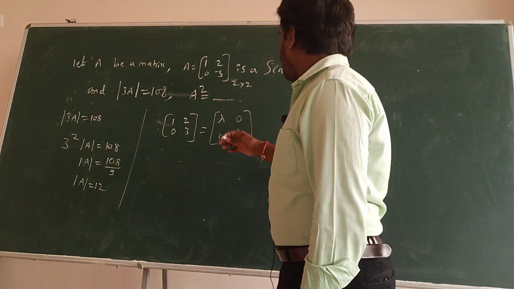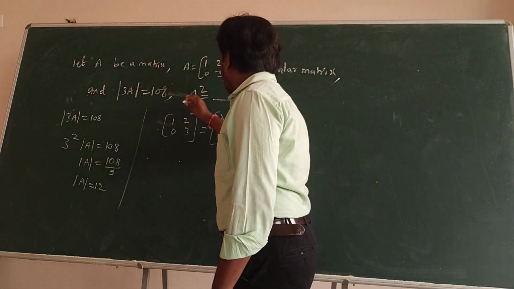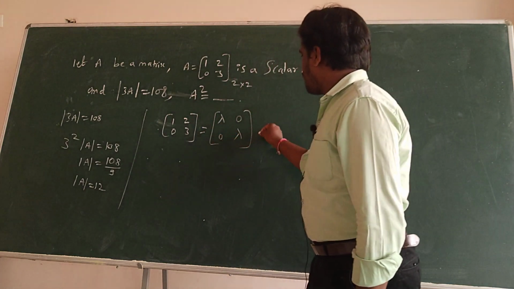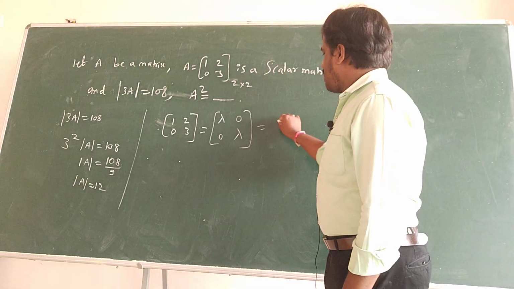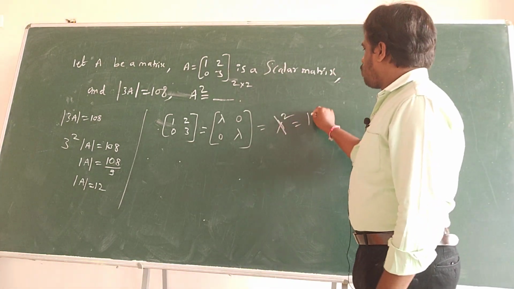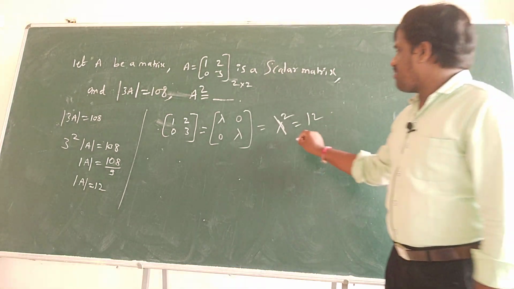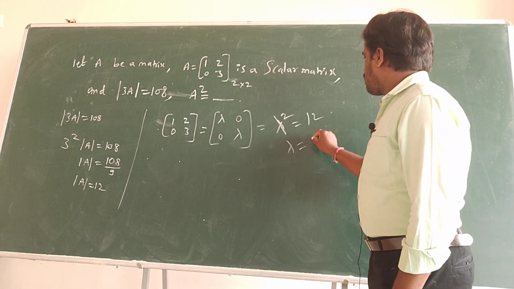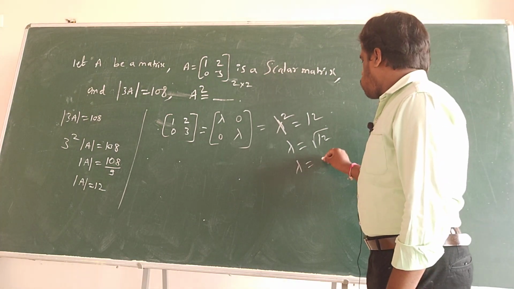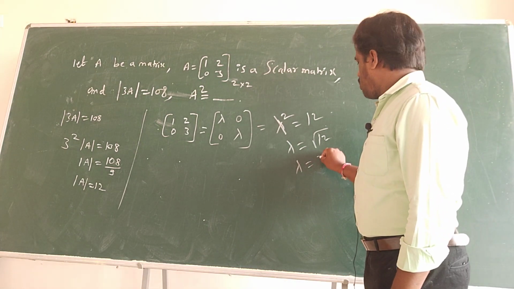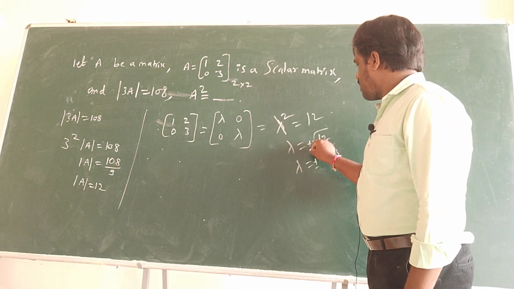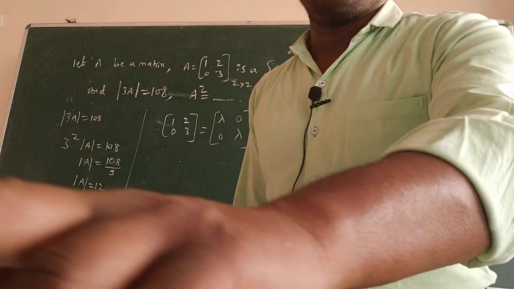Scalar. Now what is the determinant of this matrix? Lambda square. Lambda square is equal to 12. Lambda will be equal to the square root of 12, so lambda will be 2 root 3, plus or minus. Okay, lambda you got.